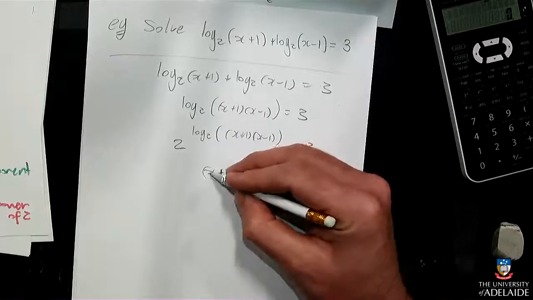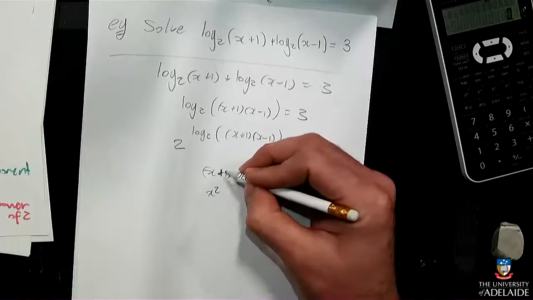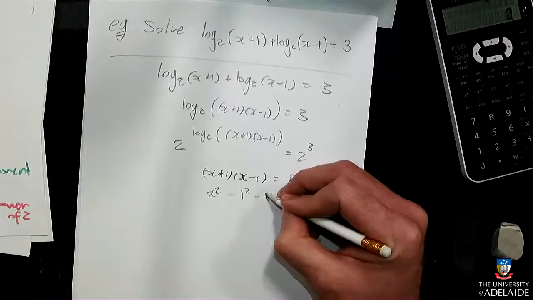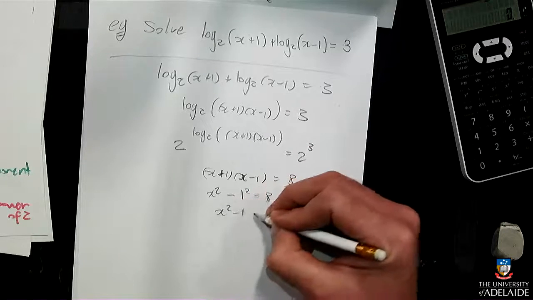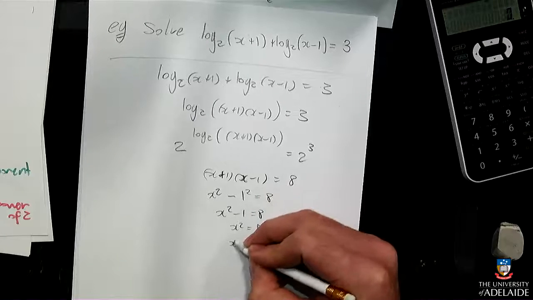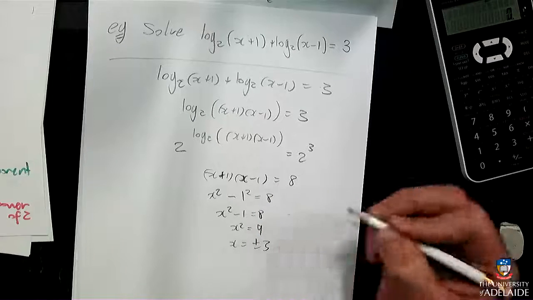So let's see, x times x is x squared. Oh, it's x plus 1, x minus 1. That's going to be x squared minus 1 squared. So x squared minus 1 is 8. So x squared is 9. So x is plus or minus 3.